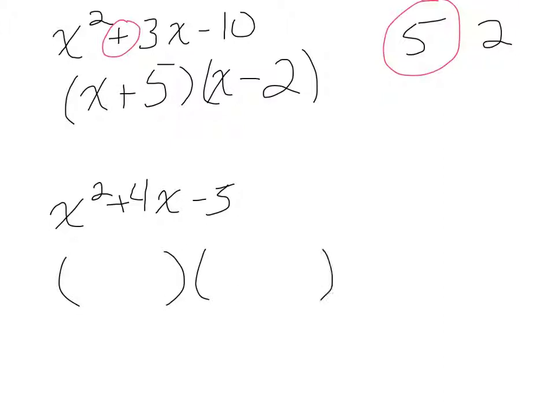Down here, again, I have a minus 5 as my constant, so I need one of these to be a positive, one to be a negative, and I need factors of 5 that have a difference of 4, which would be 5 and 1. This is a positive 4x, so the 5 has to go with the plus, and the 1 is going to go with the minus.